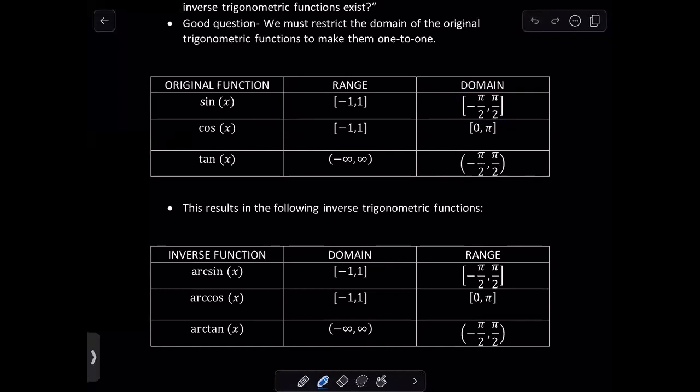The order: minus pi over 2 to pi over 2, close square brackets, 0 to pi, square brackets, and then minus pi over 2, the first one basically, and we're going to have round brackets.